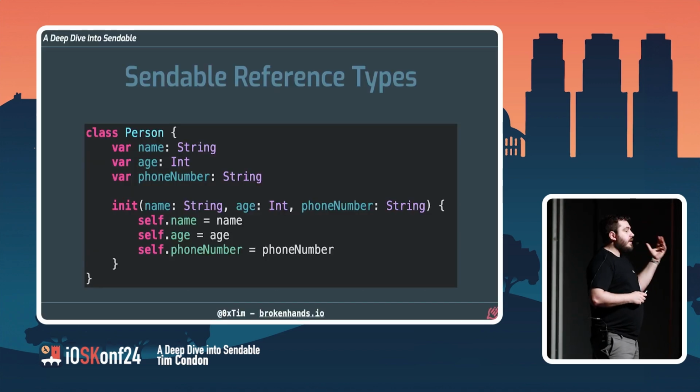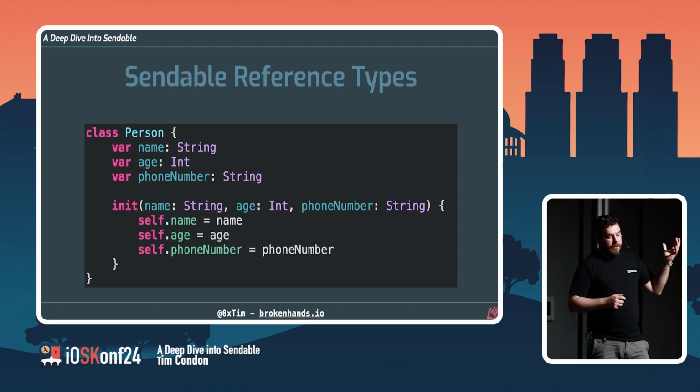So, for instance, here's a very obvious model for a person that contains a name, an age, and a phone number. And we want to rely on reference semantics to be able to pass this around without having duplicates and copies everywhere. And this is kind of where it starts to get a little bit complicated. So, how do we go about solving this?